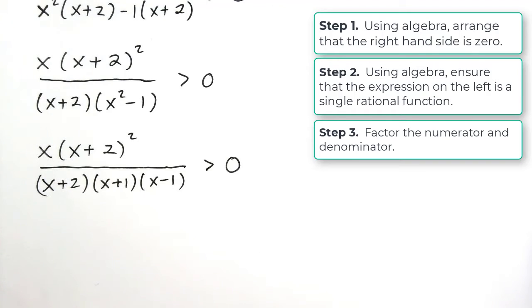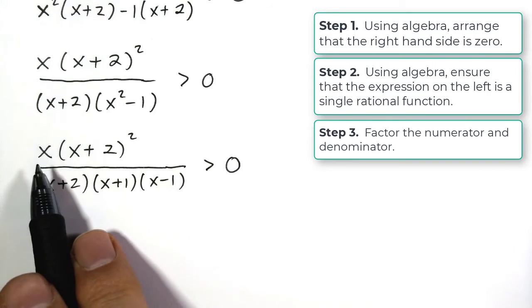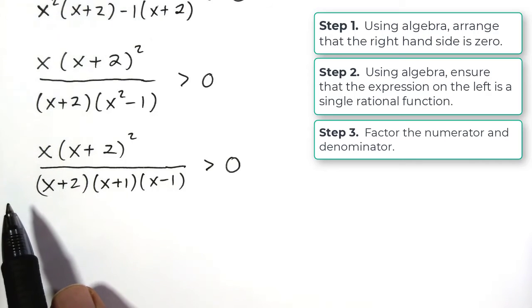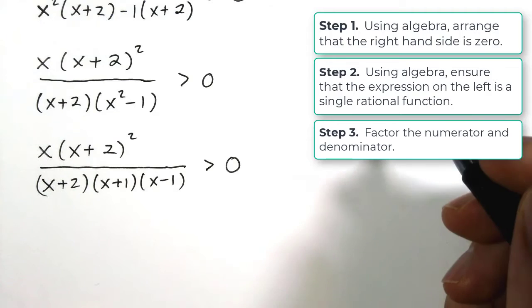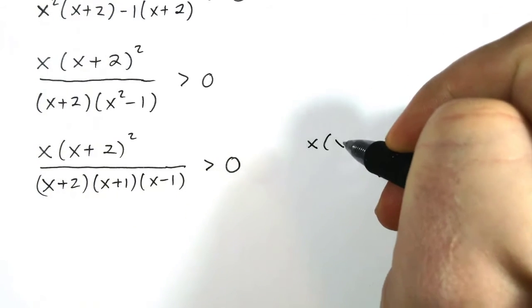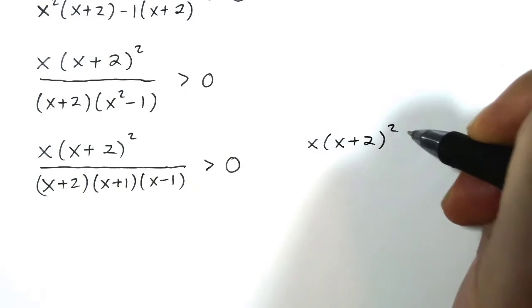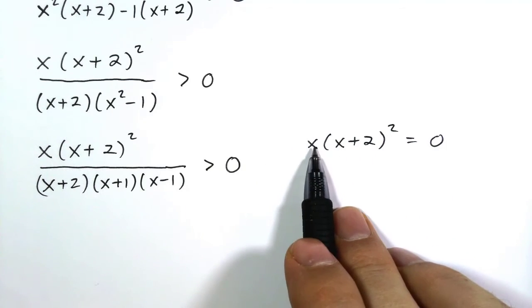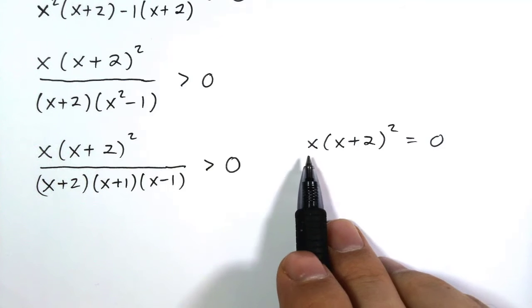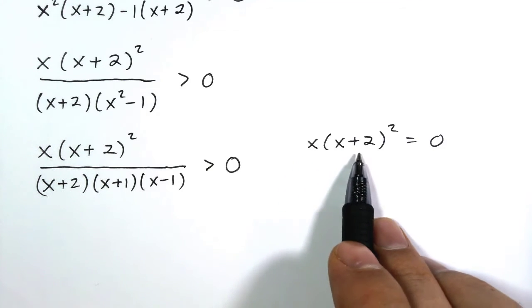So what we're going to look for now is where the rational function is 0. Right? So that's where the numerator is equal to 0. So set the numerator equal to 0 and solve. Well, where does that happen? Well, that happens when either of these two factors is 0. And that's going to happen when x equals 0 or when x equals -2.